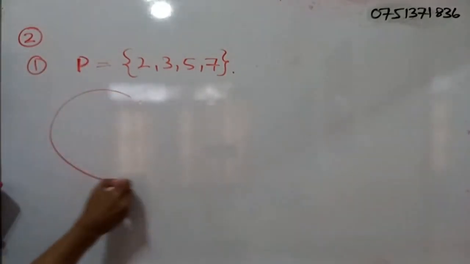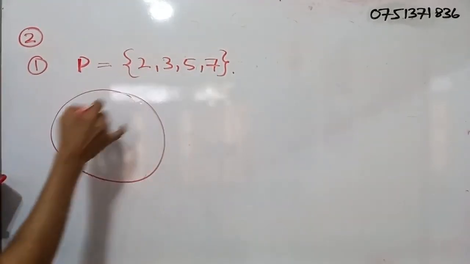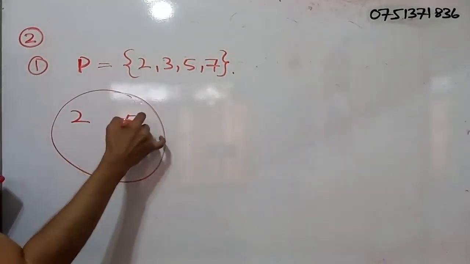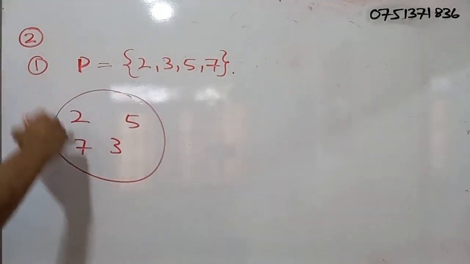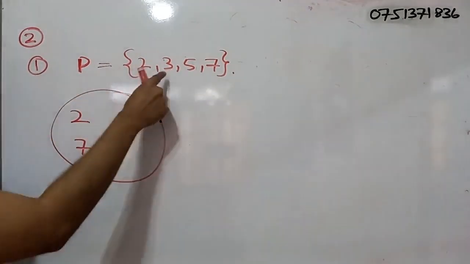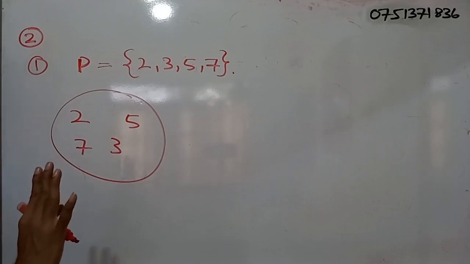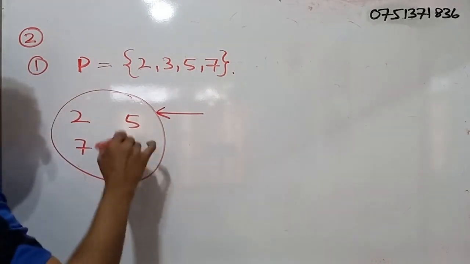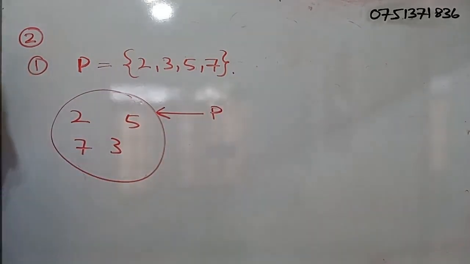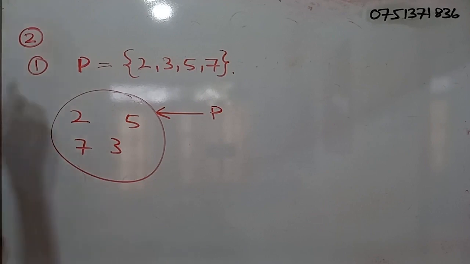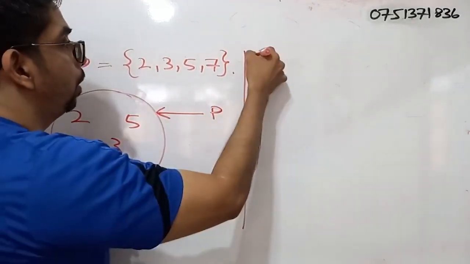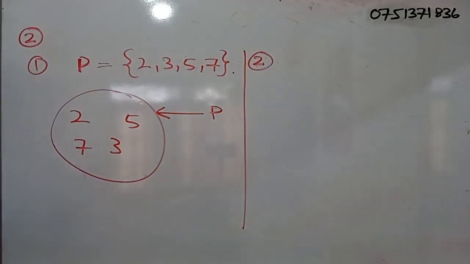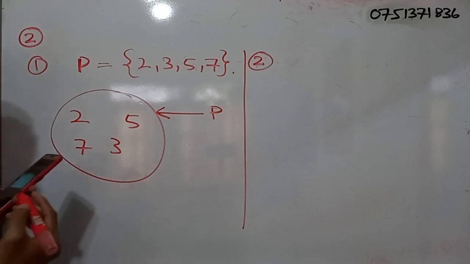Right? So we have to draw a circle. So we have to write the elements within the circle. When writing in a Venn diagram, we don't need to put commas, it's comma separation. Right? Then we have to name the set. So here it is P. The name of the set is P. Then the next one, part 2, we have Q, colors of the rainbow.